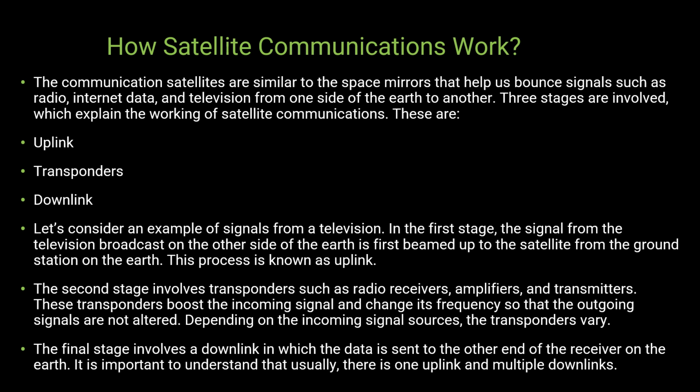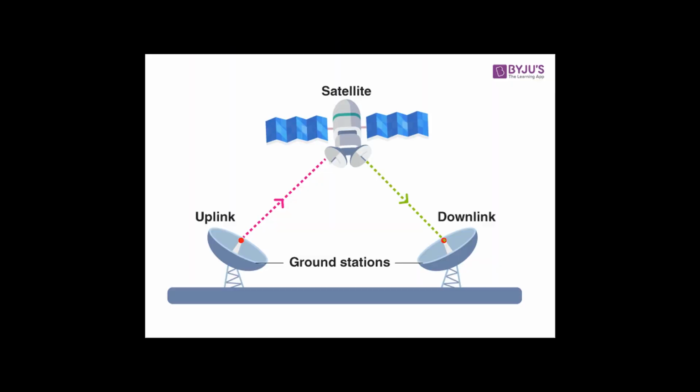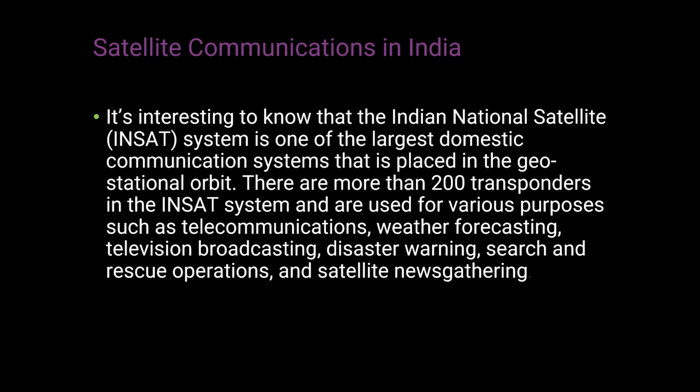The final stage involves a downlink in which the data is sent to the other end, the receiver on the earth. It is important to understand that usually there is one uplink and multiple downlinks. In this picture we can see the satellite, uplink, ground station, and downlink.